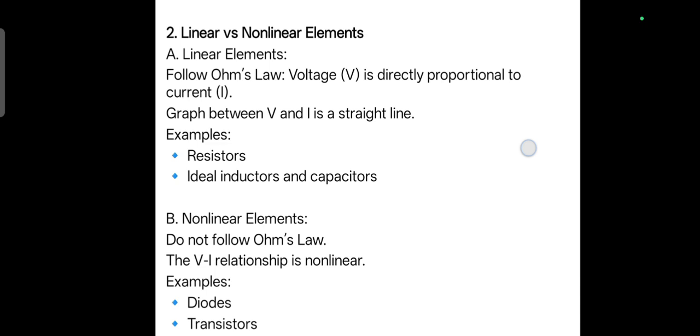Then the next element is the bilateral versus the unilateral element. First we will discuss the bilateral elements.